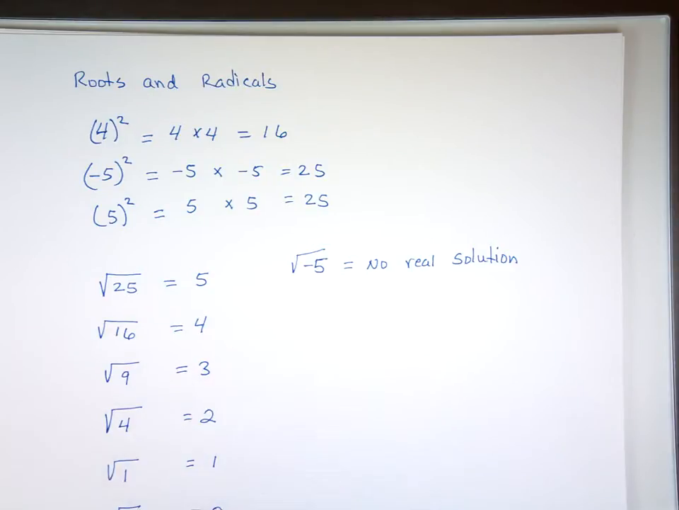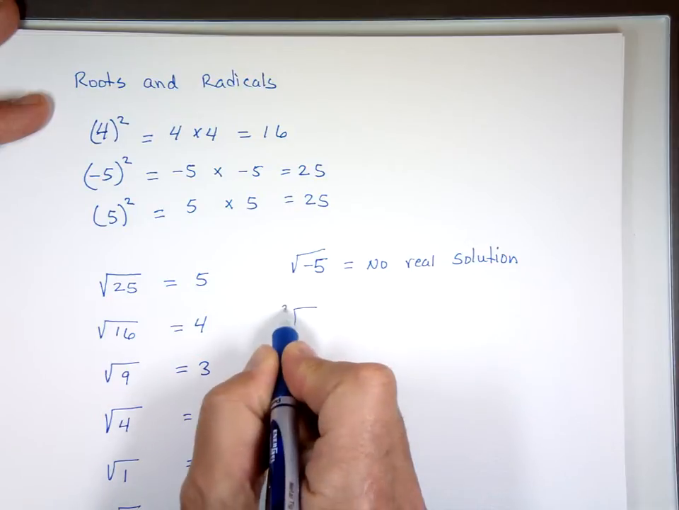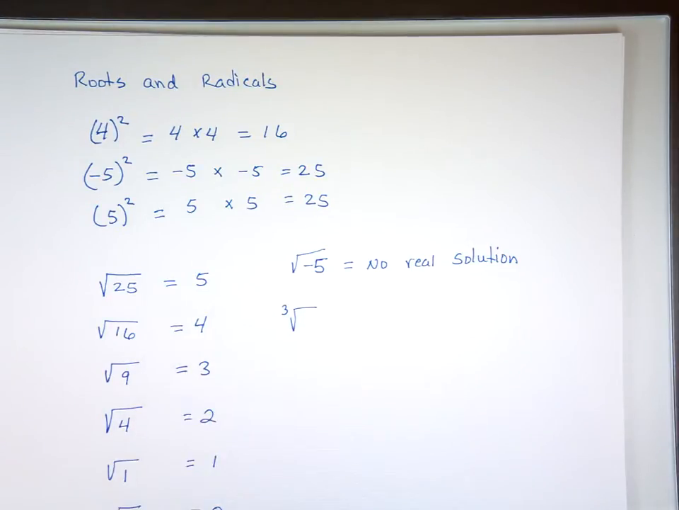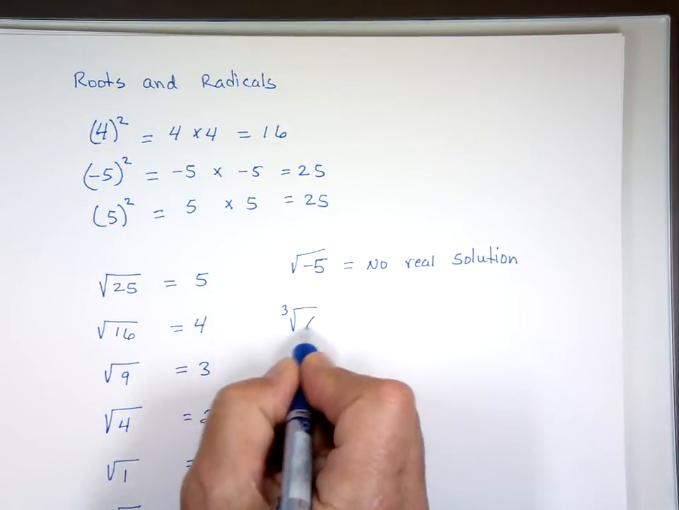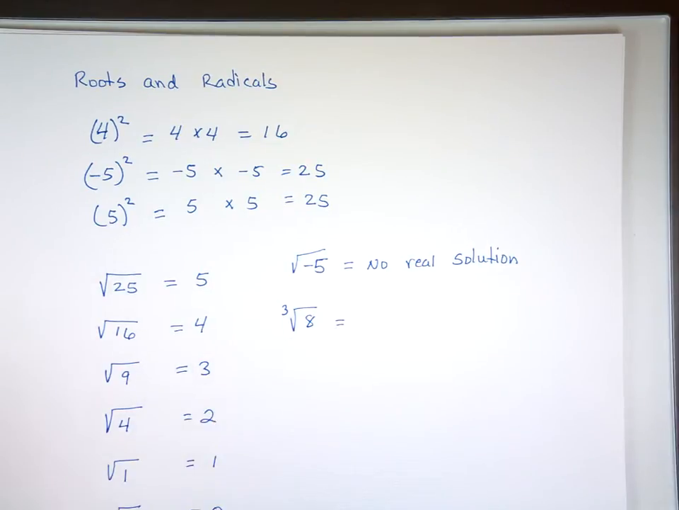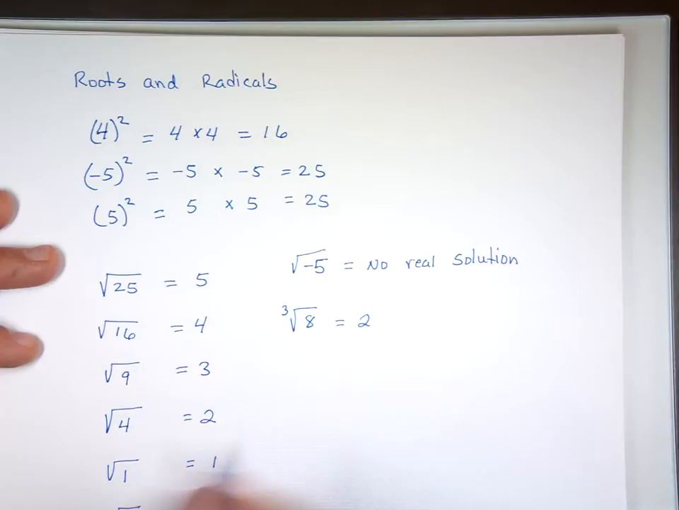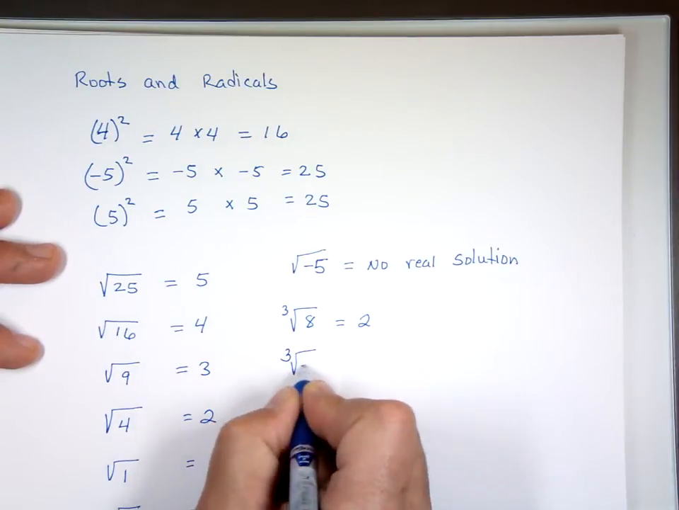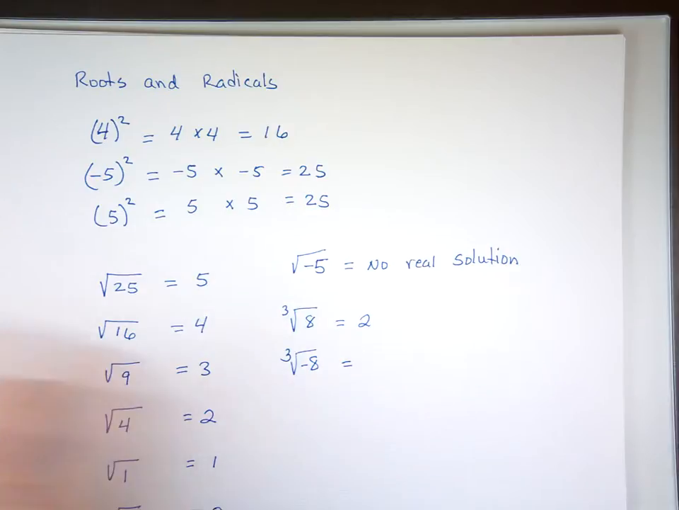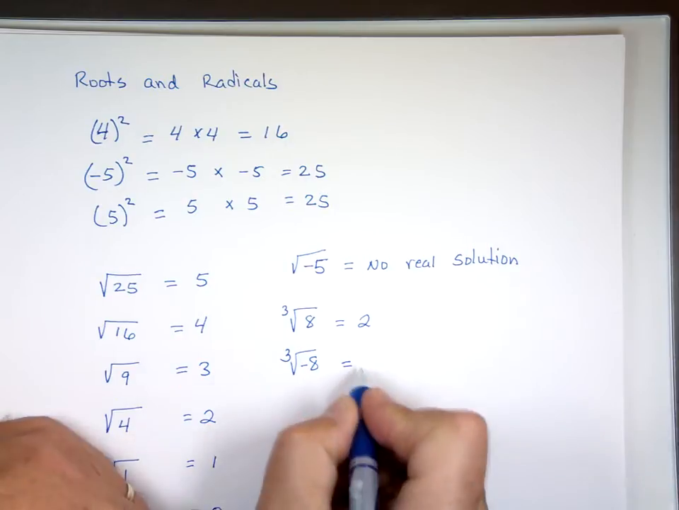Now, if this was not a square root, if this was a cube root, for example, you'll see the number 3 here. That's 3. Cube root. What is the cube root of 8? Now this could be positive or negative. What number if you multiply it by itself 3 times, the answer is 8? Plus 2. What is the cube root of negative 8? What number if you multiply it by itself 3 times, the answer is negative 8? Negative 2.